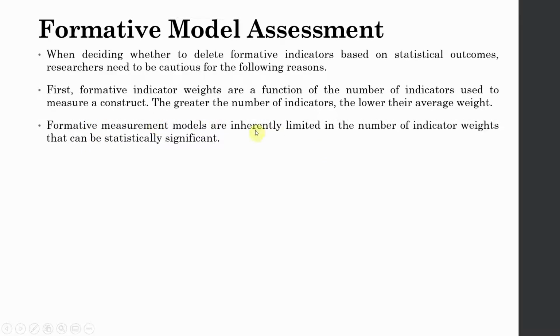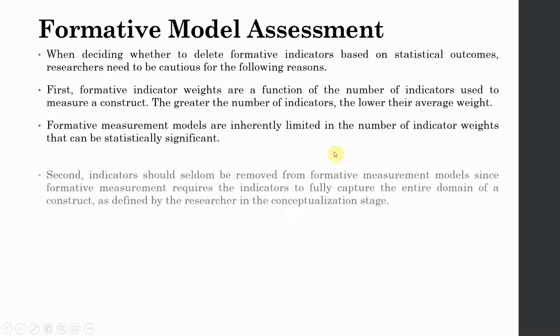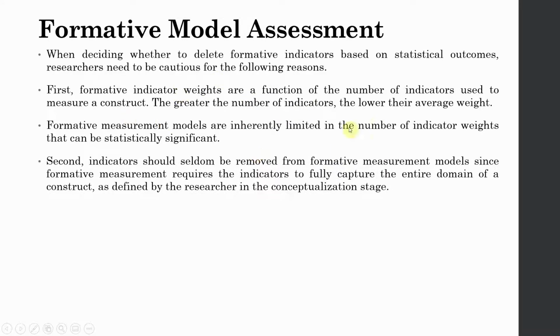Formative measurement models are inherently limited in the number of indicator weights that can be statistically significant. Not all the indicators' weights will be significant, so you should not rely strongly only on the indicator weights. Second, indicators should seldom be removed from formative measurement models, since formative measurement requires the indicators to fully capture the entire domain of a construct. If you remove one of the indicators, then the formative measurement model may not be complete. They actually form the construct. They are not replaceable or interchangeable, as defined by the researcher in the conceptualization stage.